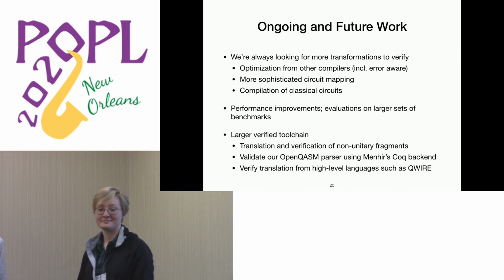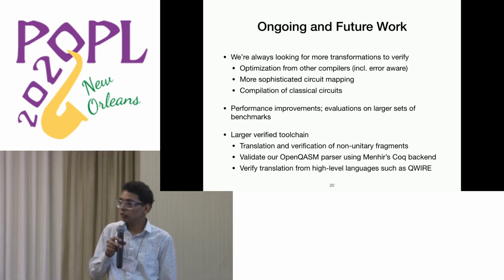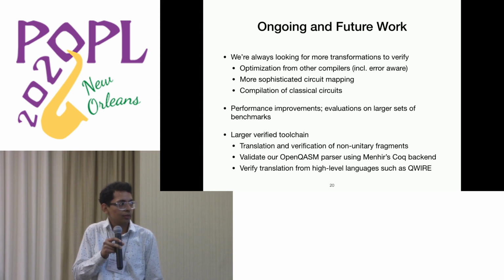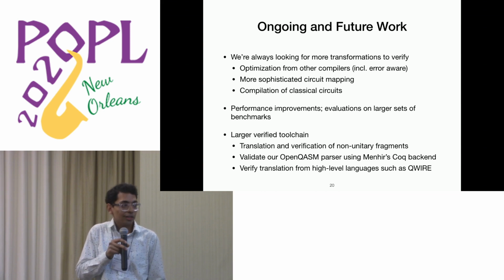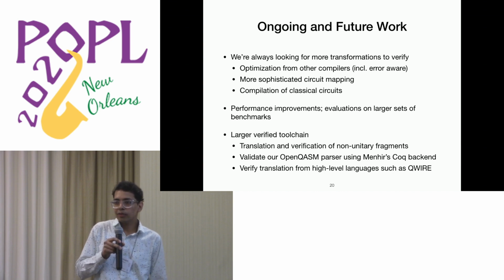We would also like to expand the verified toolchain. More specifically, we haven't covered the non-unitary fragments of the two languages in our translation work, so we would like to expand that. Our parser is not verified, but like CompCert, we would like to verify it using Menhir's Coq backend. And then it would be ideal to have verified translation from higher-level languages such as SOIR and Q# as well.